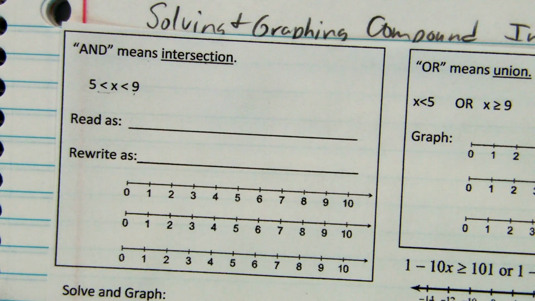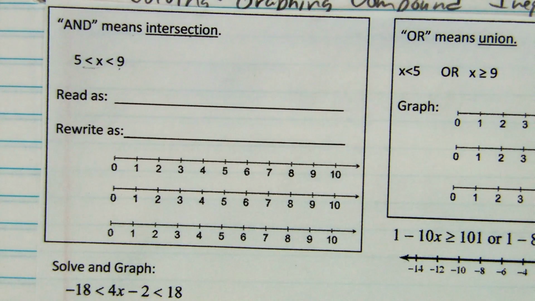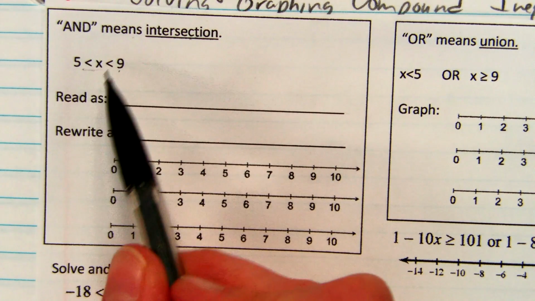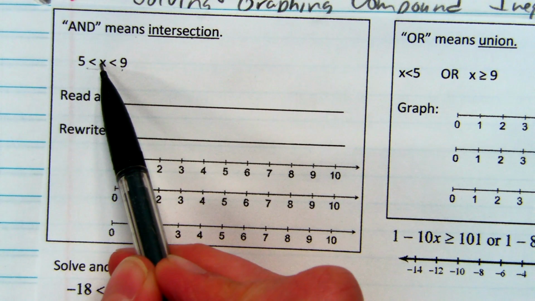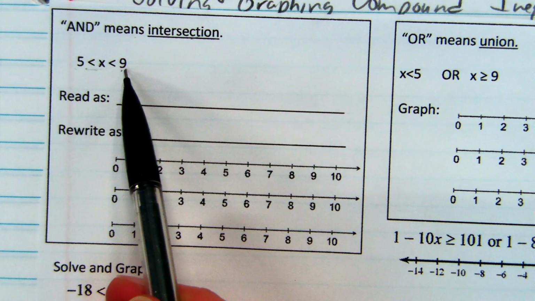All right, so we're looking at solving and graphing compound inequalities today. We're going to start with reviewing how compound inequalities work, which we looked at in the previous lesson. So we're going to start with our first and is already written in the combined form. I have 5 is less than x is less than 9.